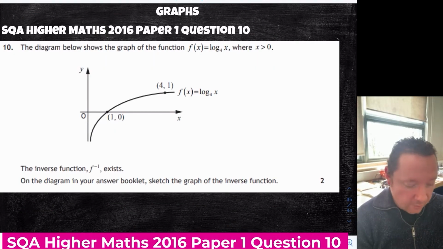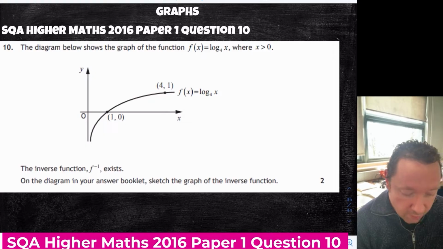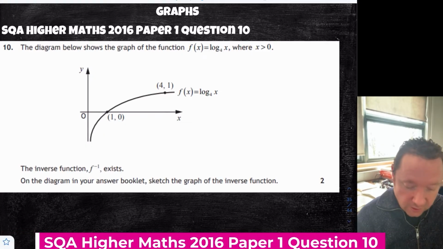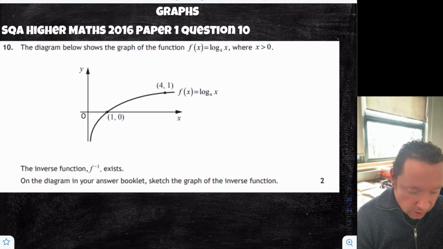Okay, logarithmic graphs, SQA Higher Maths 2016, paper 1, question 10. The diagram below shows the graph of a function log 4x, base 4. The inverse function exists. On the diagram, on your answer book, sketch a graph of the inverse function.